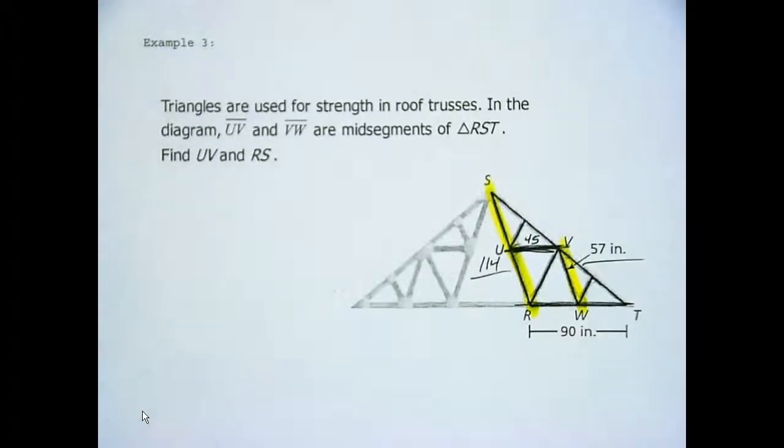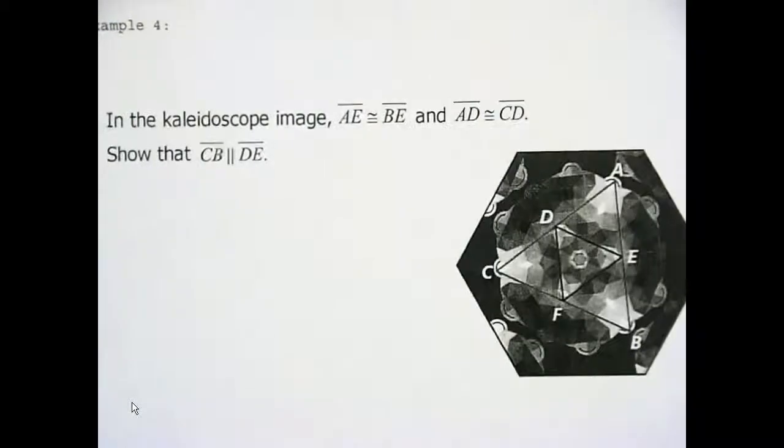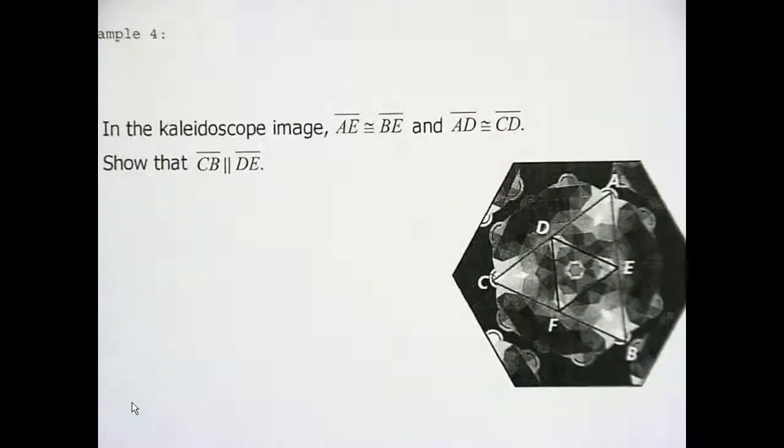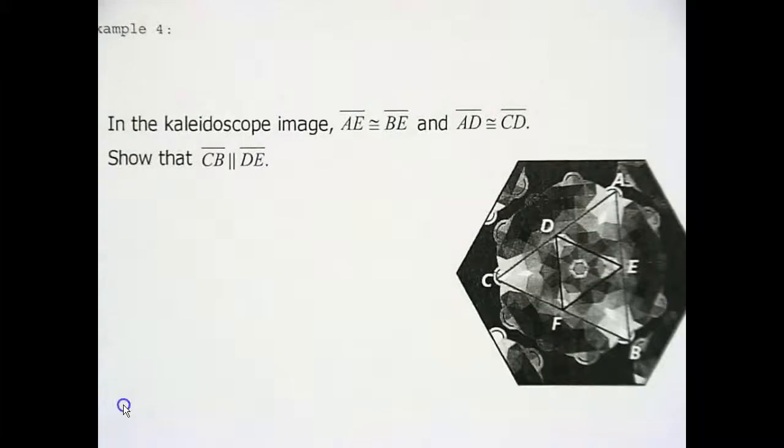Any questions? Okay. Example number 4 in the Kaleidoscope. I'll zoom in so it's a little easier to see. In this Kaleidoscope, you have AE congruent to BE, and AD congruent to CD. Show or explain how you know CB is parallel to DE. Go ahead and talk about it. Write out your explanation there.